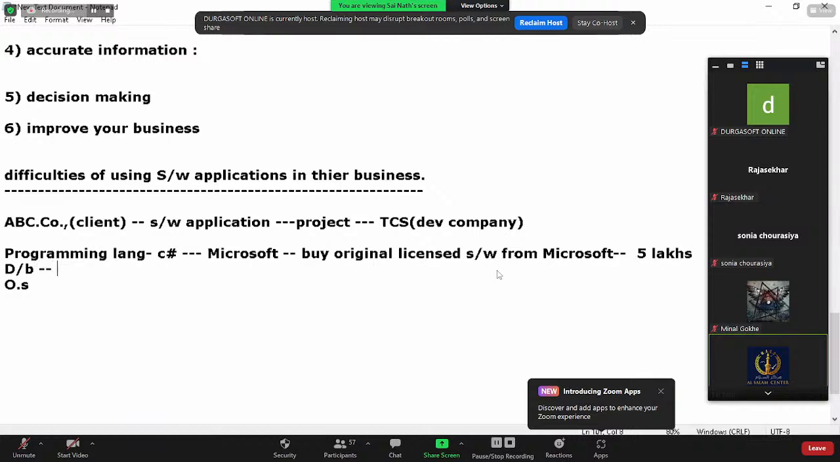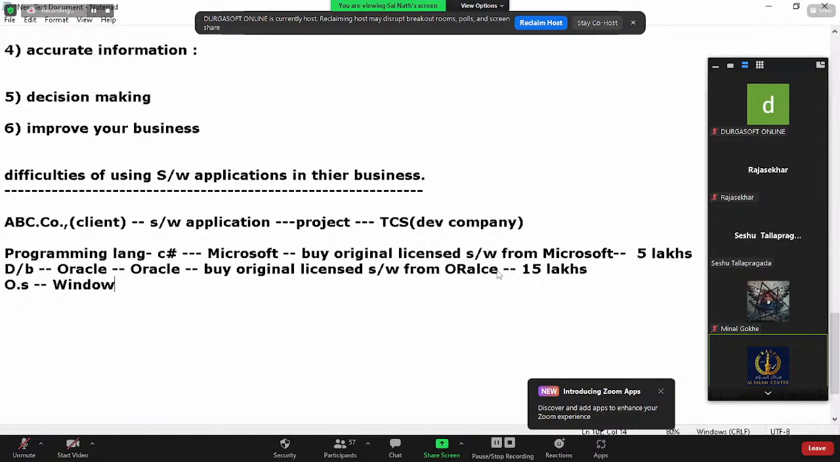And also they need to use some database. Take the example of Oracle database. Oracle database product is developed by which company? Oracle company. So TCS needs to buy original licensed software from the Oracle company. Cost around how much? Near about 15 lakhs approximately. 15 lakhs. Operating system. Suppose they want to use Windows operating system. Again, Windows operating system is developed by which company? Microsoft. Cost around 5 lakhs.